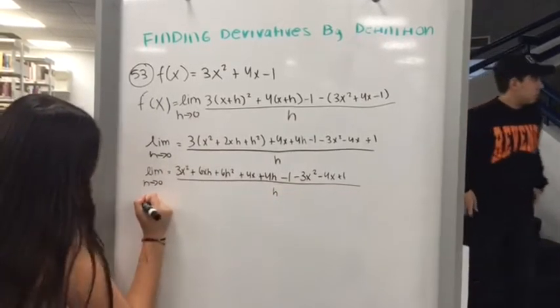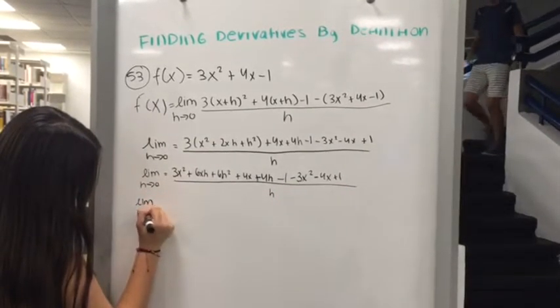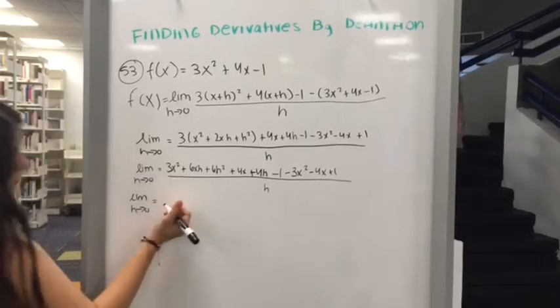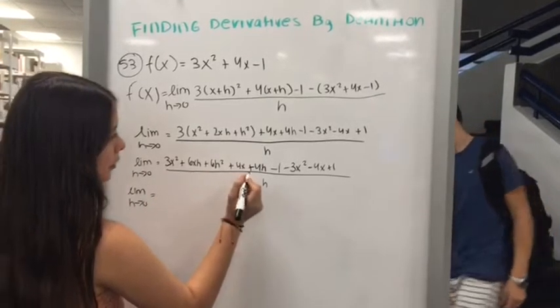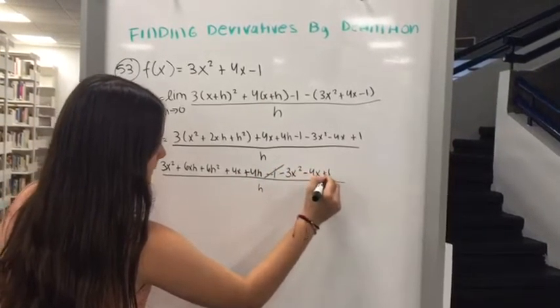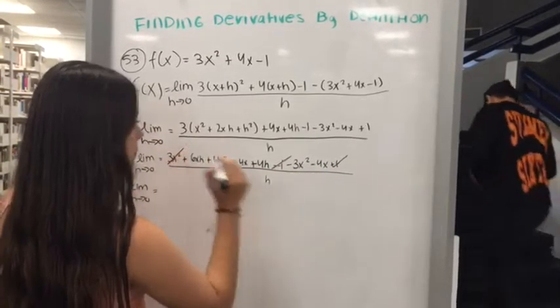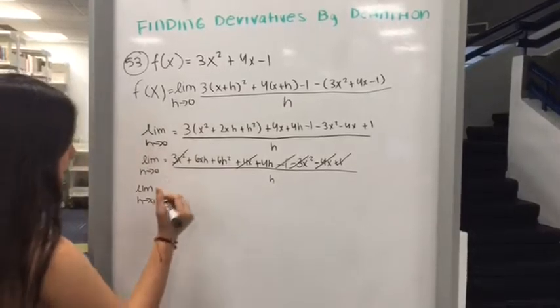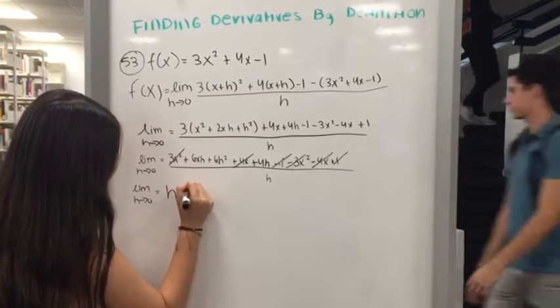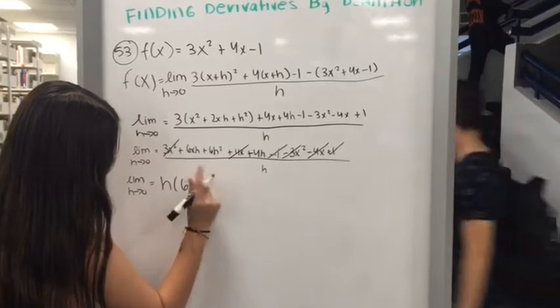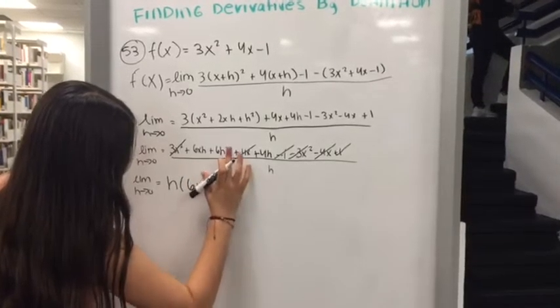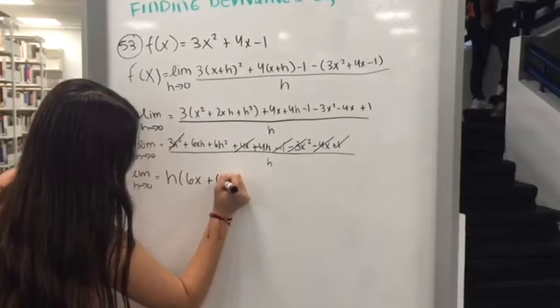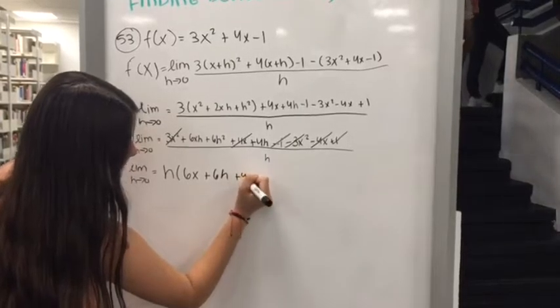We find that we have a 3x squared and a minus 3x squared, so they both cancel out. We have a 4x and a minus 4x, so they cancel out, as well as a 1 and a minus 1. So we are left with a 6xh plus 3h squared plus 4h. So we have a greatest common factor of h.